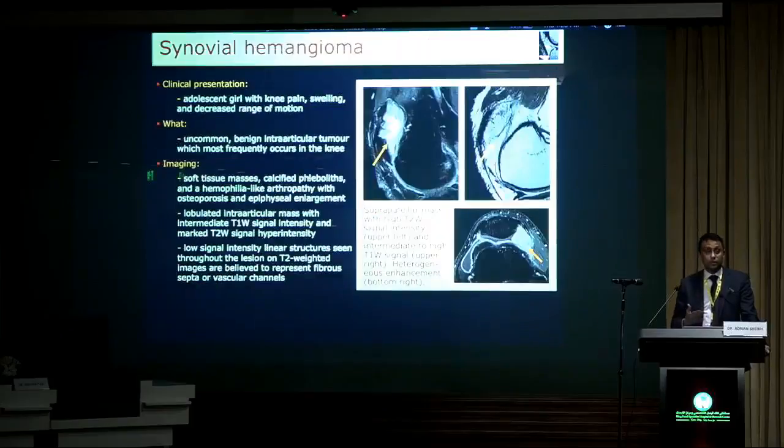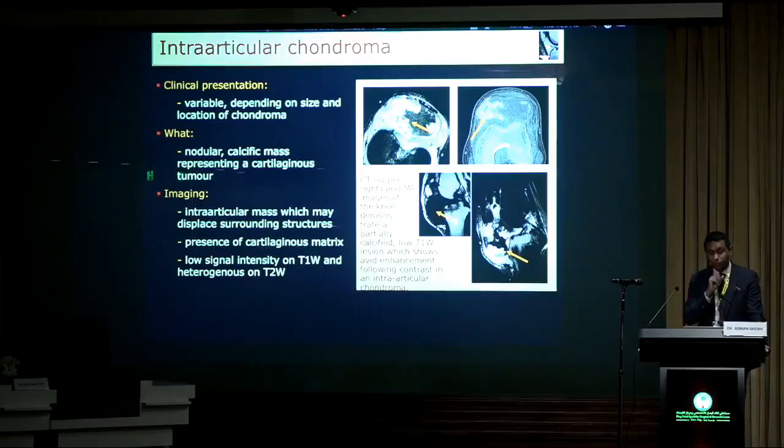The last one, the third one, is synovial hemangioma. Synovial hemangioma can occur anywhere in the body. When you are worried about hemangioma, the thing you should be looking for is fat. If you see a fatty signal lesion with low signal tubular structures passing through it, you should be worried about hemangioma. That stands as a very good clue for this etiology.